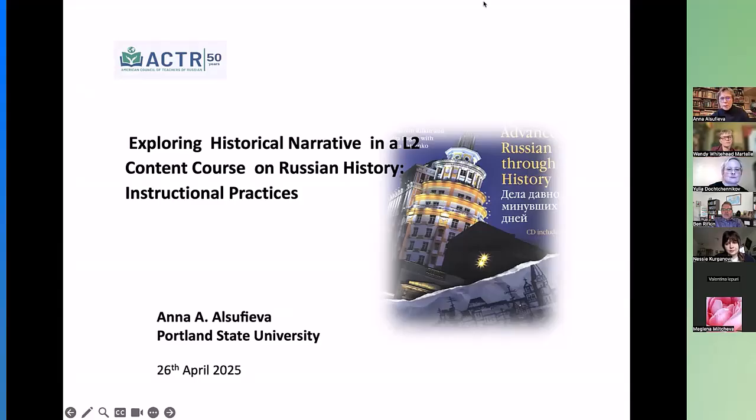А в своем выступлении я буду использовать материалы из учебника Advanced Russian Through History. Это первое издание его, 2007 год. Почему первое? Потому что сейчас с Беном Ривкиным и большим коллективом авторов мы работаем над вторым изданием и надеемся, что это будет достойная работа и для студентов, и для академического сообщества.